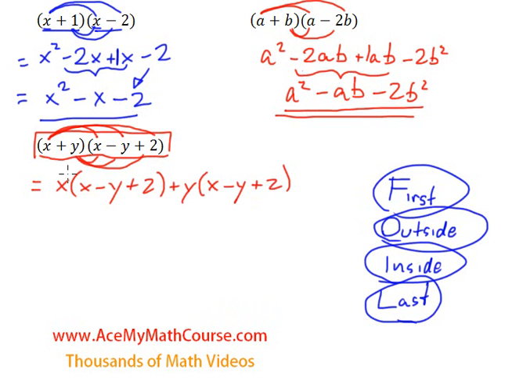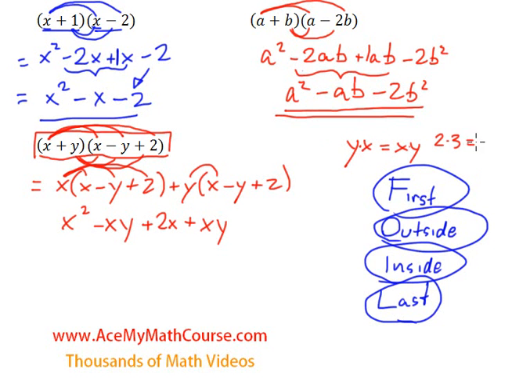Okay, so x times x is x squared. X times negative y, negative xy. X times 2 is 2x. Y times x is xy. Note that yx is the same thing as xy, right? Y times x is equal to xy, just like 2 times 3 is equal to 3 times 2. Y times negative y is negative y squared, and y times 2 is 2y.